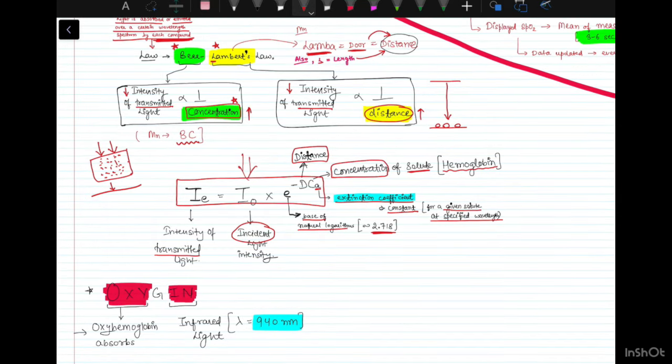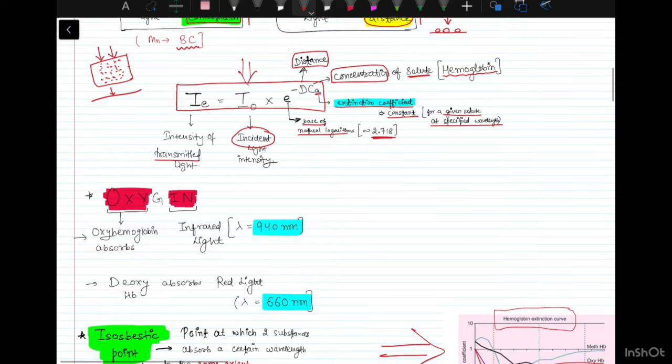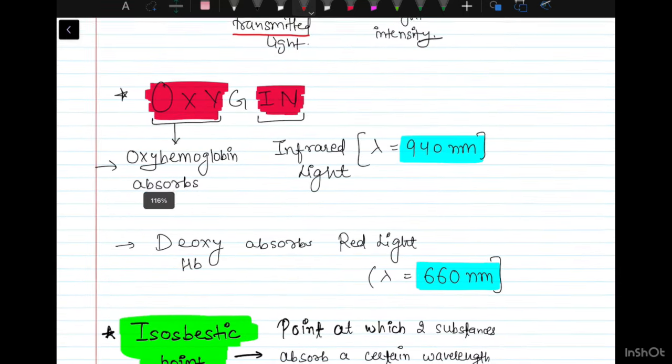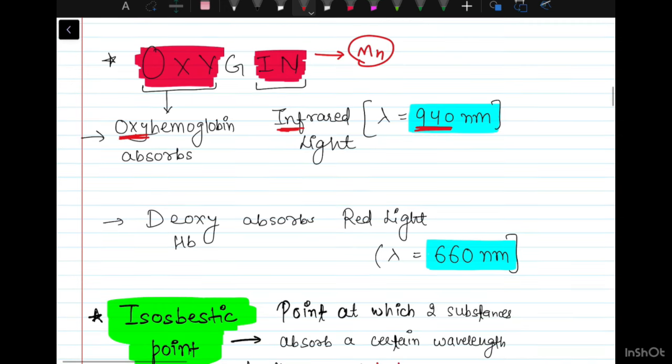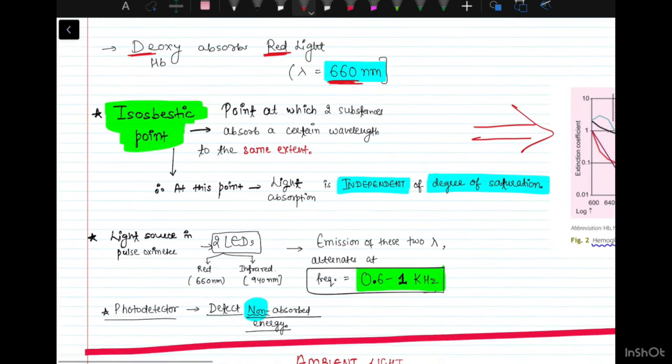After we move on from this Beer-Lambert's law, let's talk about a mnemonic, that which wavelength absorbs which type of light. So the mnemonic is this: oxygen. Oxyhemoglobin absorbs infrared light. Infrared, that is 940 nanometer of wavelength. So the opposite, deoxyhemoglobin, will absorb the red light, which is 660 nanometer.